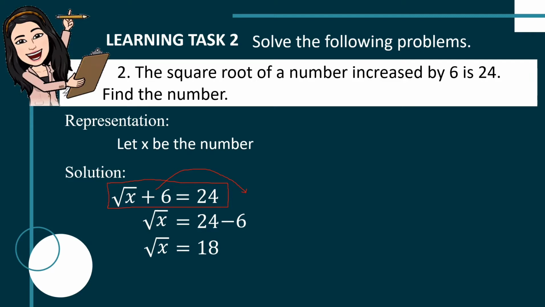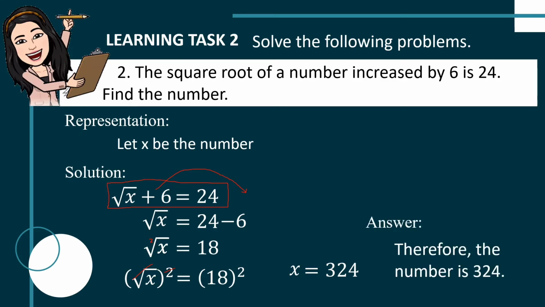Okay, we have to raise it to the power of 2 since our index is 2. So therefore, that will be equal to the square of the square root of x and the square of 18. Simplifying, the square root of x raised to the power of 2 is equal to x, and the square of 18 is equal to, okay, so that is 324. So therefore, our x is equal to 324. And that is the number. The final answer, therefore, is 324.